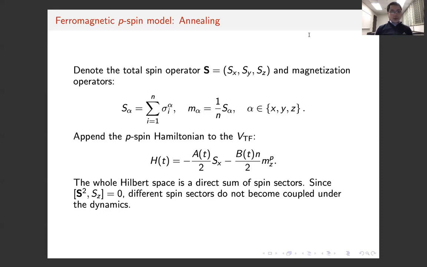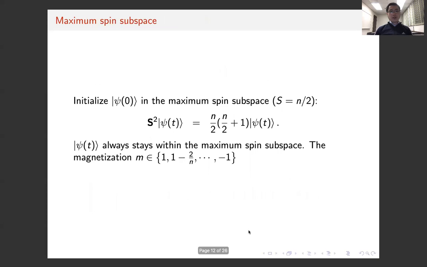by appending it to the transverse field, the annealing Hamiltonian commutes with the spin operator S squared. So that means at all times, the Hilbert space can be expressed as a direct sum of spin sector subspaces. So let's say if one initializes the state inside the maximum spin subspace, there is a simultaneous eigenstate of S squared and the annealing Hamiltonian. So that means the dynamics always stays inside the maximum spin subspace. Also, I would like to introduce a notion called magnetization. That means how excited the eigenstate of the problem Hamiltonian is.